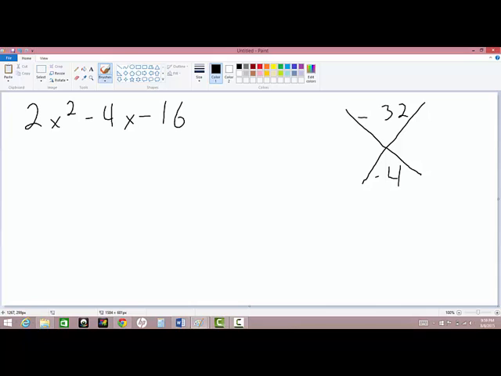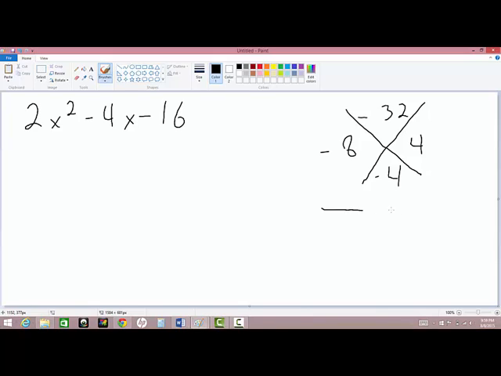So we need two numbers that multiply to give you negative 32, but when you combine them, will give you a negative 4. Well, that's going to be negative 8 and positive 4. Negative 8 times positive 4 does give you negative 32, and negative 8 plus 4 gives you negative 4. So once we do that, then we can do the box method.